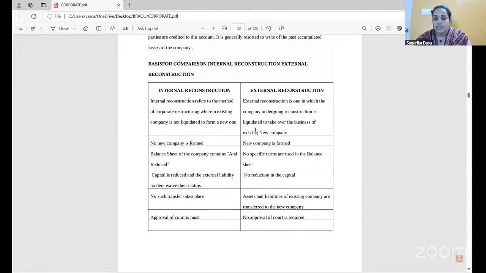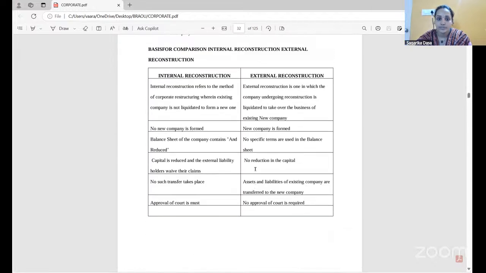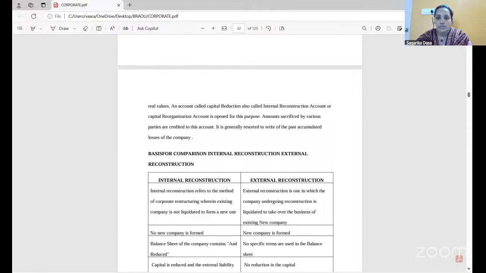reconstruction. Whereas for external reconstruction, court approval is not required because it is starting with a new company. Court will not be involved in the closing of an existing company and opening a new company. Court will never interfere in such matters. Hence, court approval is not required in the external reconstruction, whereas court approval is must in case of the internal reconstruction. I hope the concept is clear to you all. This is with regard to the reconstruction.